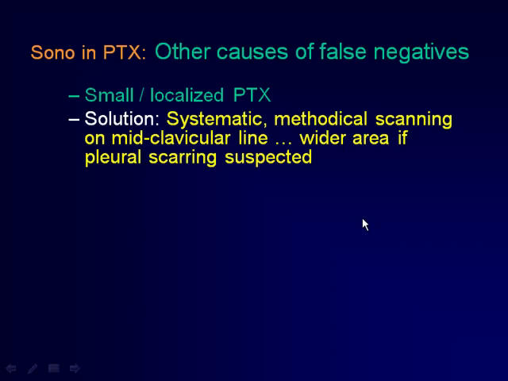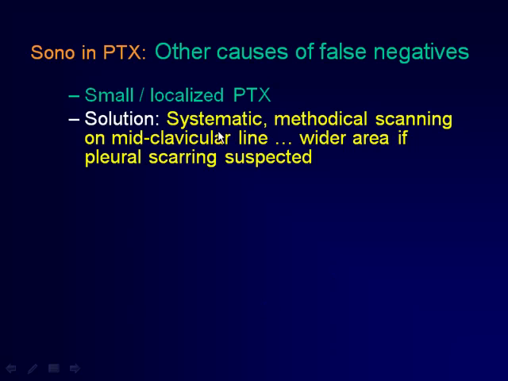Other causes of false negative exams: a small localized pneumothorax is probably the most common one. We'll talk about the sensitivity of the test, but CT definitely identifies some small pneumothoraces that are not identified both by chest X-ray and by the ultrasound.